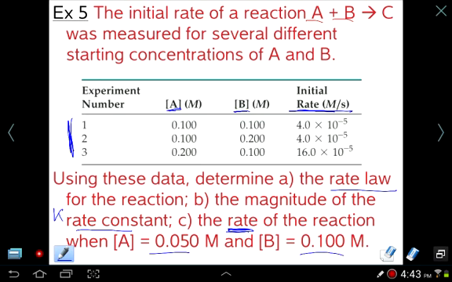So let's first write the rate law, and then, using the rate law, we can predict any concentrations that we put in. We can predict the rate that will result. That's kind of the idea.